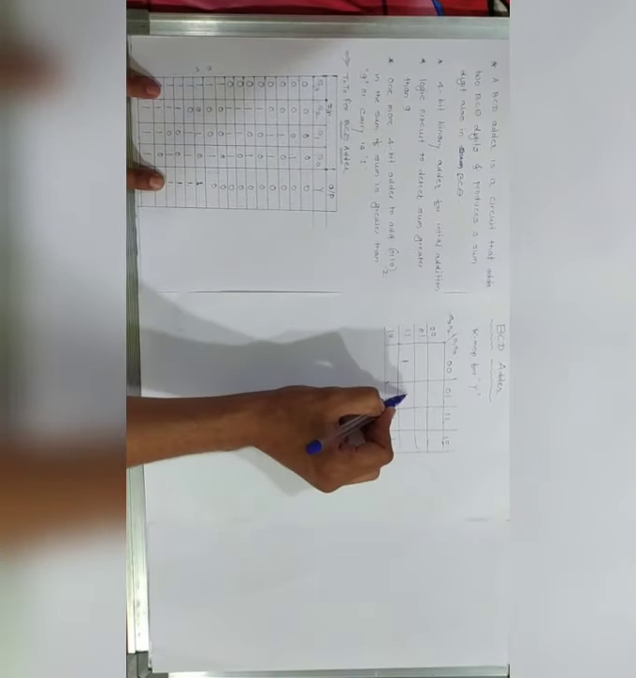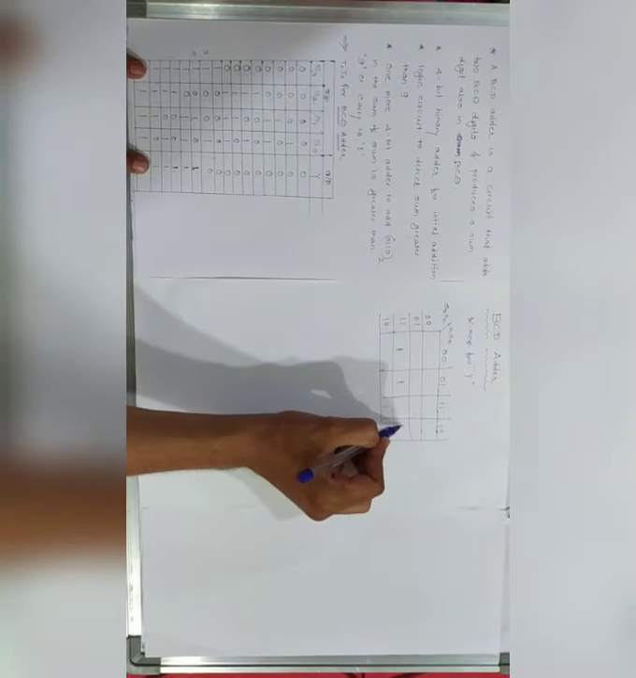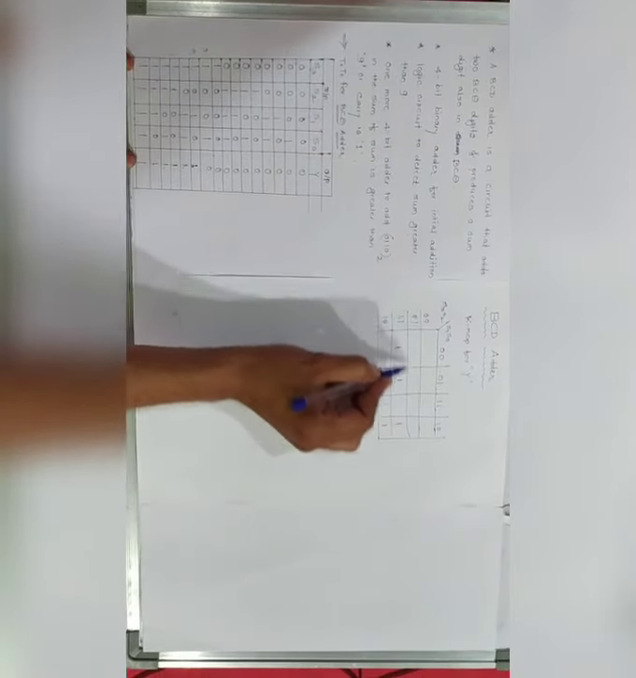Okay, now I just want to put this one where 1 1 0 1. That means over here. Now next one is for 1 1 1 0. That means here. The next one 1 1 1 1, here.